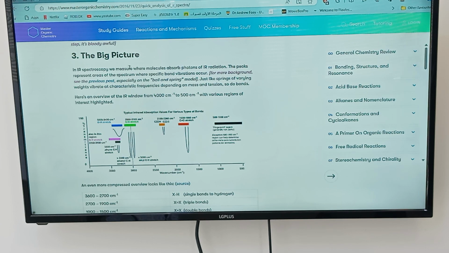In infrared spectroscopy, we measure where molecules absorb photons of infrared radiation. The peaks represent areas of the spectrum where specific bond vibrations occur. For more background, see the previous video, especially on the ball and spring model. Just like springs of varying weights vibrate at characteristic frequencies depending on mass and tension, so do bonds.